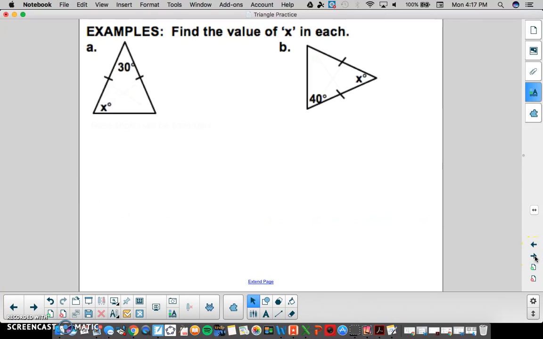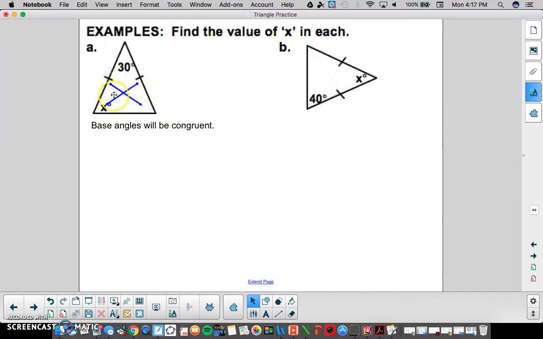Okay, in these next examples, we want to find the value of x. Notice that we have two sides that are congruent, which makes this an isosceles triangle. In an isosceles triangle, base angles will be congruent, and we're searching for one of the base angles. The base angles, remember, are the ones across from the congruent sides. So we have 30 degrees. We know that my base angles will be congruent.